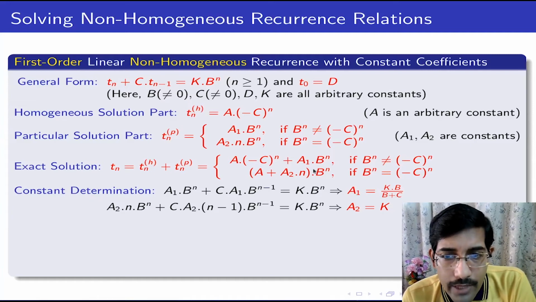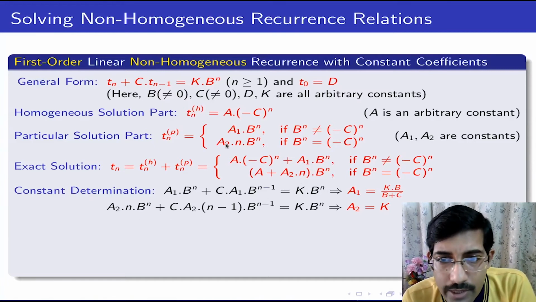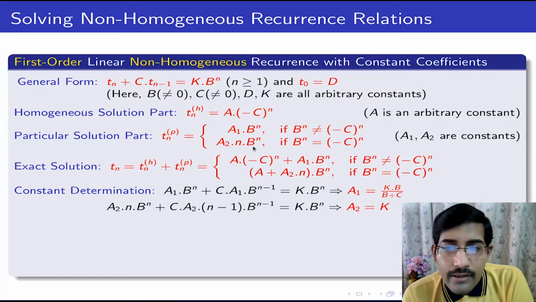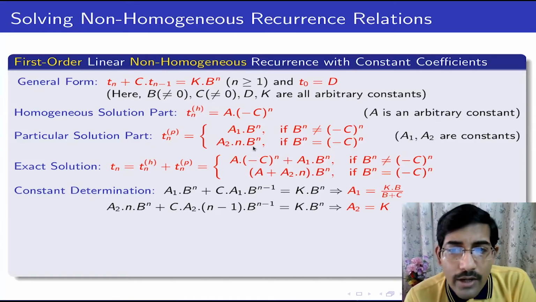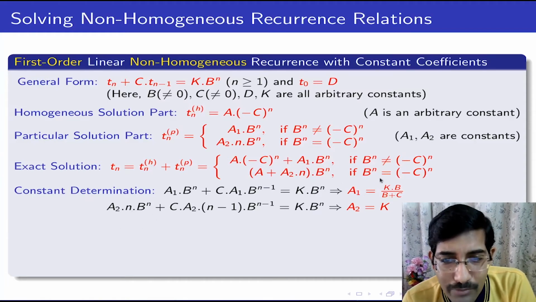Because you have b to the power n not equal to c to the power n, therefore both terms are present. Here, if b to the power n equals c to the power n, then you just replace your Tn by a2n b to the power n, and you will see that there is only one term present, that is c to the power n or b to the power n, any one you can get present because both are equal. And amazingly, this equation reduces to a2 equal to k.